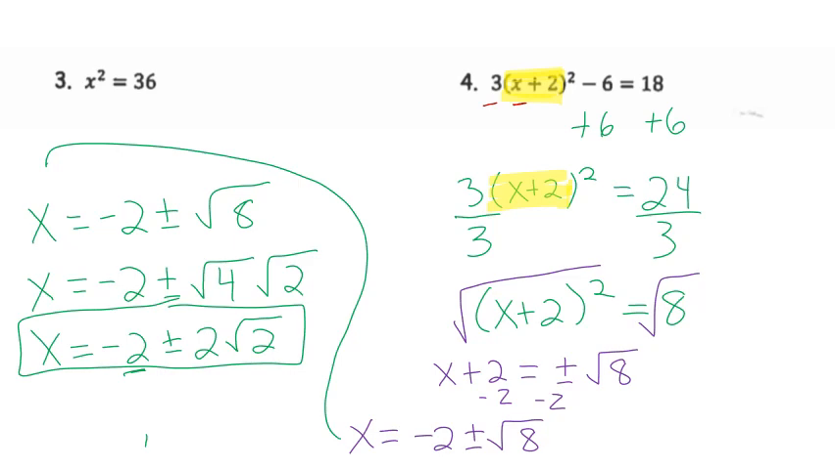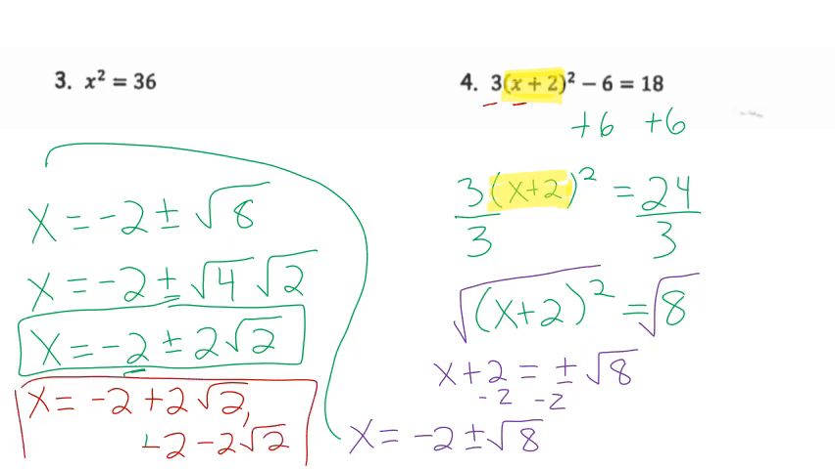I can also write my final answer. If I want to list it as 2 separate answers, I can. So negative 2 plus 2 root 2, and negative 2 minus 2 root 2. So you can either list them separately or write them together.